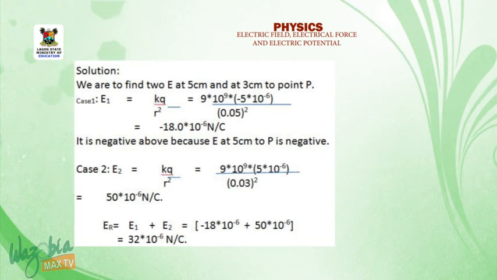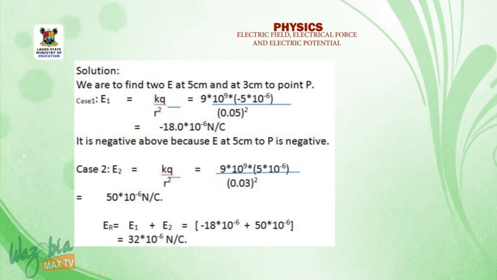It is negative because E at 5 centimeter to P is negative. Case 2. E2 is equal to KQ over R square, which will be equal to 9 times 10 raised to power 9, bracket open, 5 times 10 to negative 6, bracket close, all over 0.03 square. We've converted 3 centimeter to meter. And the E2 will give us 50 times 10 raised to negative 6 newton per coulomb.